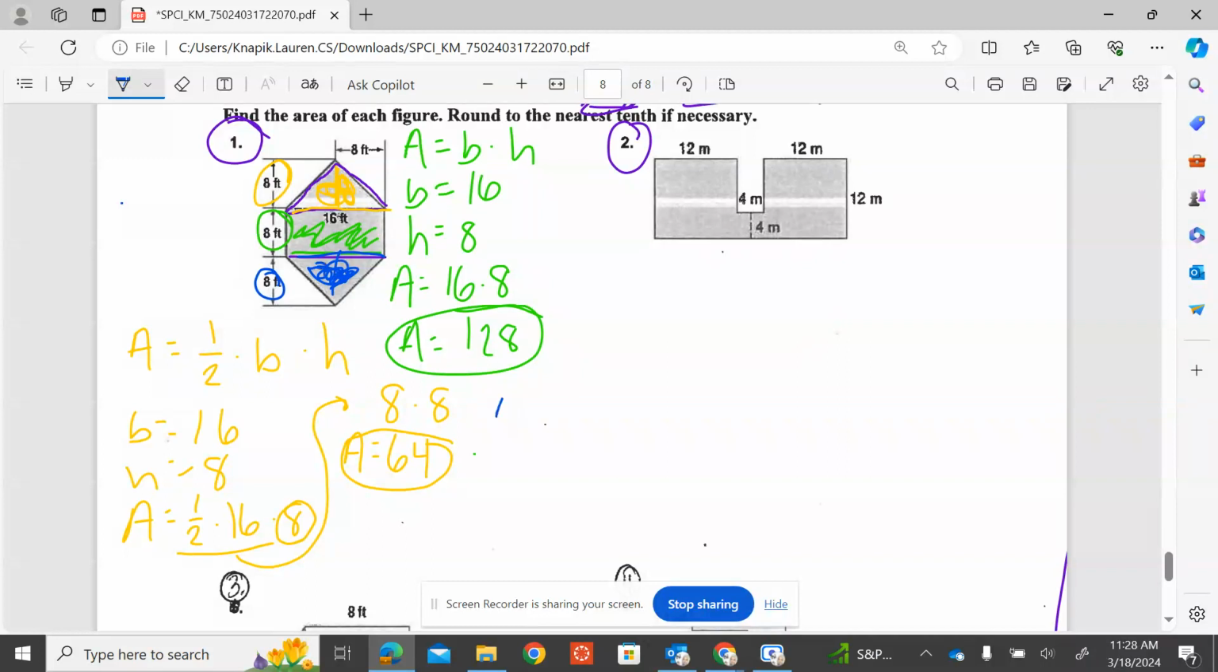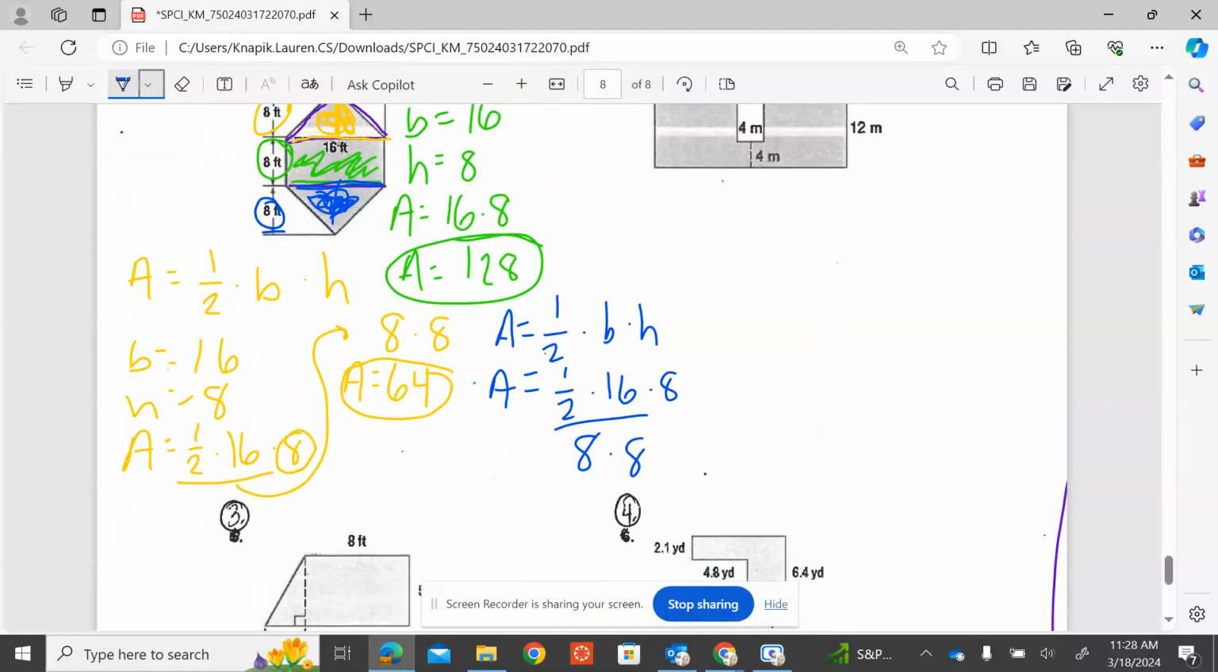So the area of our third triangle is 1/2 times base times height. We're going to have 1/2 times your base of 16 times your height of 8. 1/2 of 16 is 8. 8 times 8 is 64.